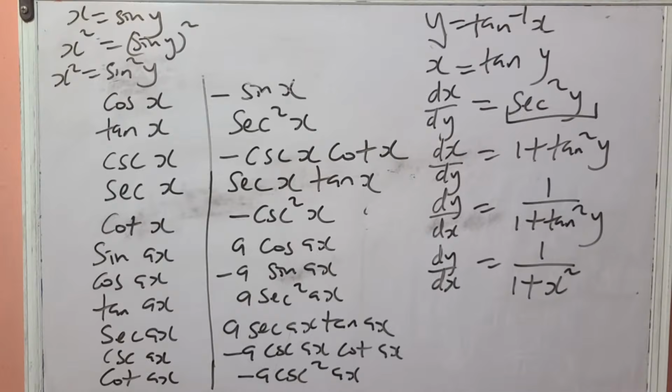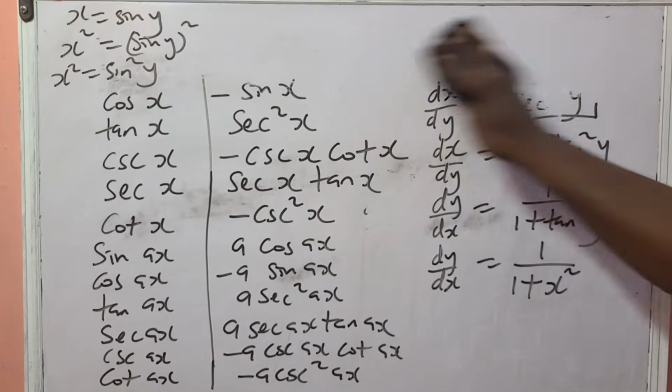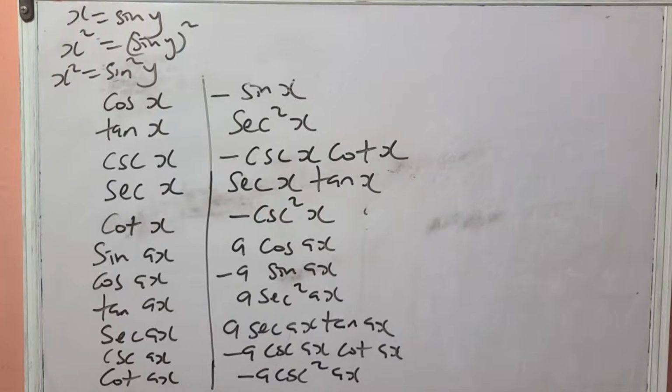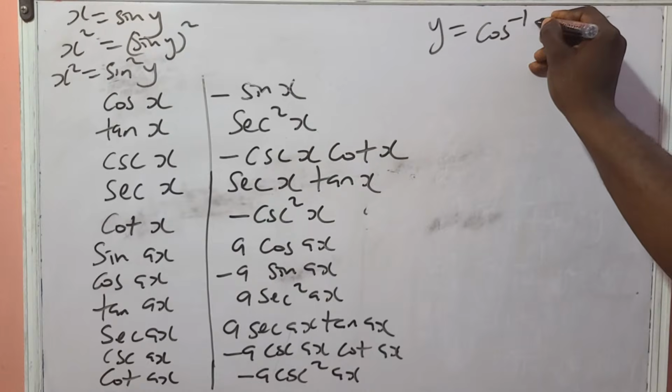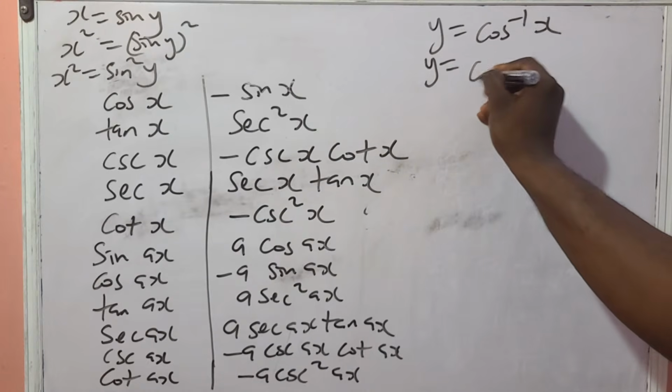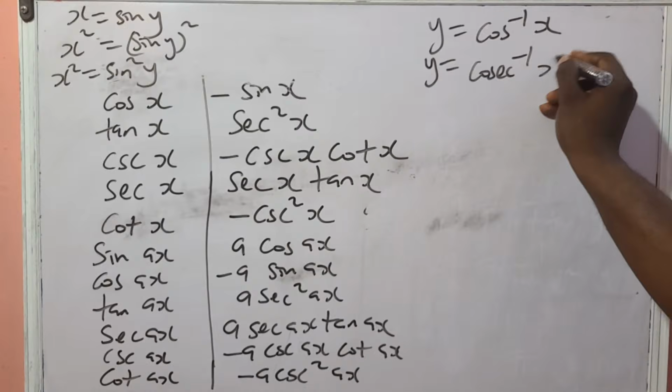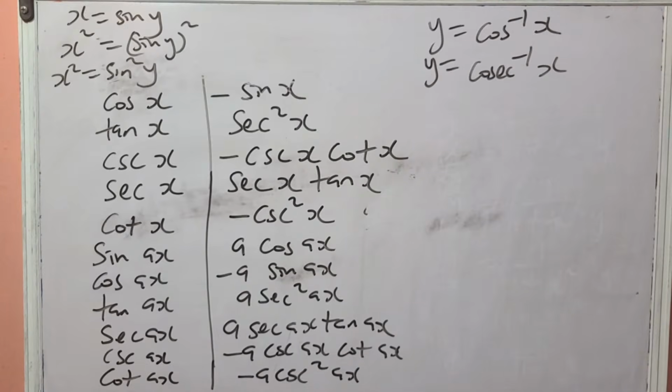Now, can you try for y equals cosec inverse of x? I want you to try for cos inverse of x and cosec inverse of x. That means do these two together, when y equals arc cos x and when y equals arc cosec x. Can you do these two? And let's see where it takes you.